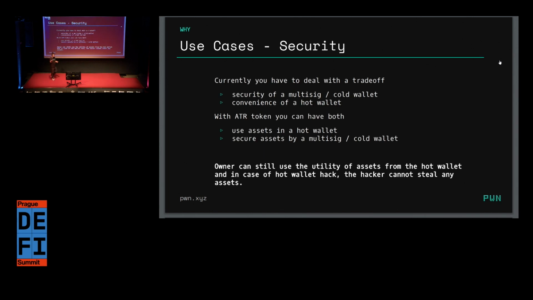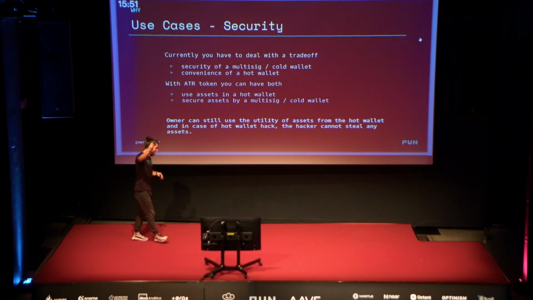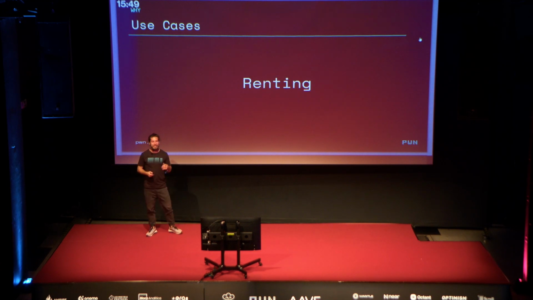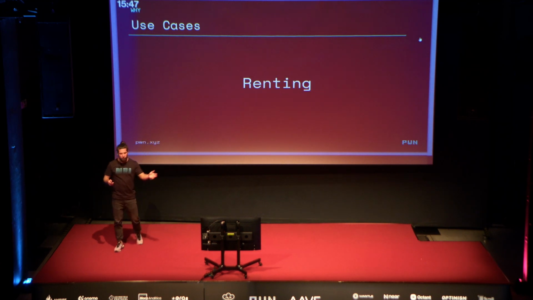This is just a slide to sum this up, in case somebody is watching just the slides. It goes down to this: the owner can still use the utility of the asset from the hot wallet, and in case of a hot wallet hack, the hacker cannot steal any assets. This is amazing. Thank you, thank you. So the next use case is renting.